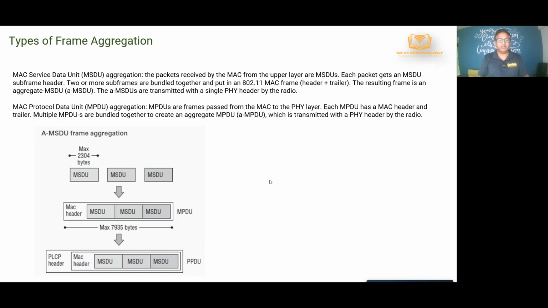And then that goes to the bottom layers, and it becomes the PPDU, where you add the PLCP header to it, right? So basically, MSDU aggregation is where you take multiple MSDUs or IP packets, put them right next to each other, add one MAC header to it, and then send it down to the layers, and then you have another physical layer header on top of it, right? So that's how MSDU aggregation works.